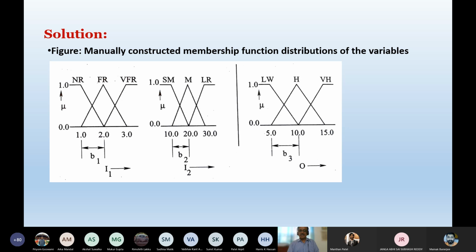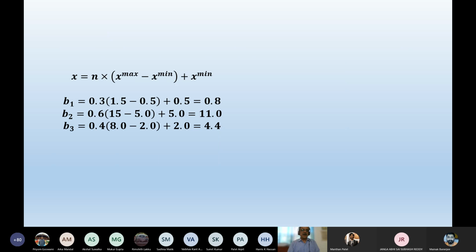B1 indicates the base width of the right angle triangle and half base width of this isosceles triangle. Similarly, B2 is used to represent I2 and B3 is used to represent the output. Now here, how to find out the real values for B1, B2, and B3 corresponding to their respective ranges and the normalized value of the connecting weight.